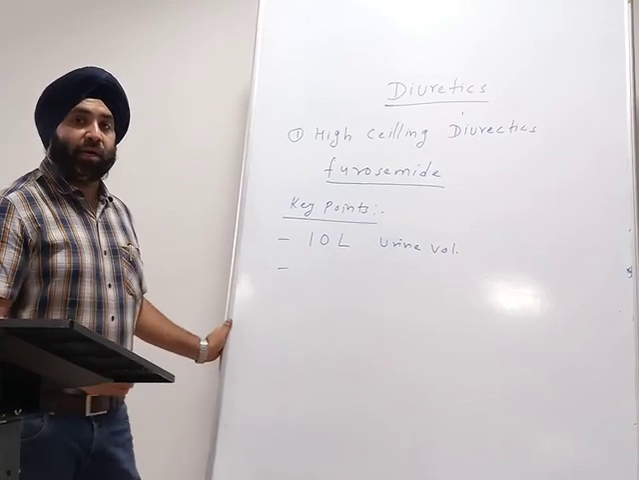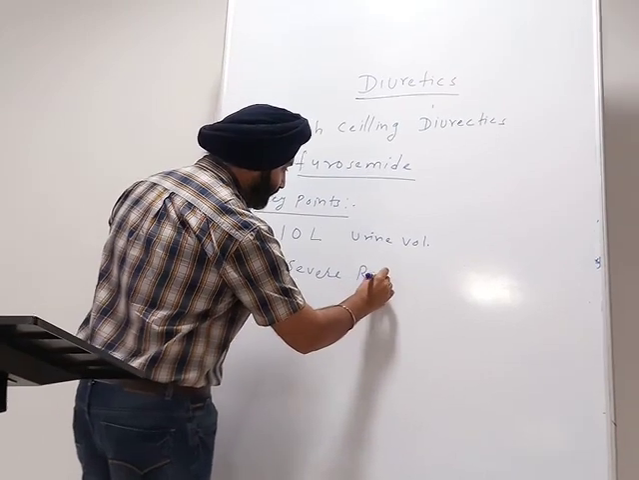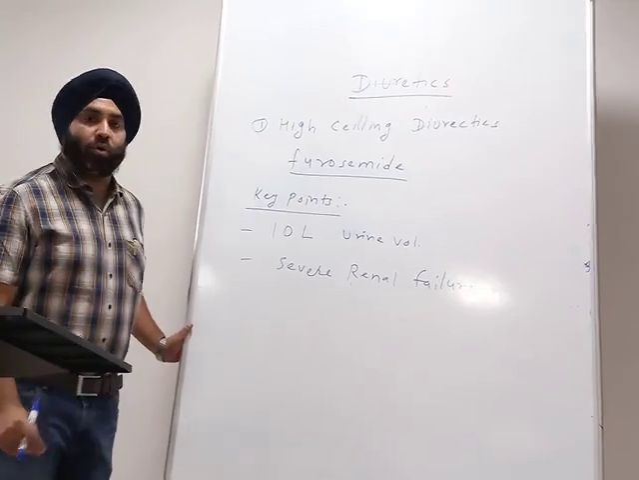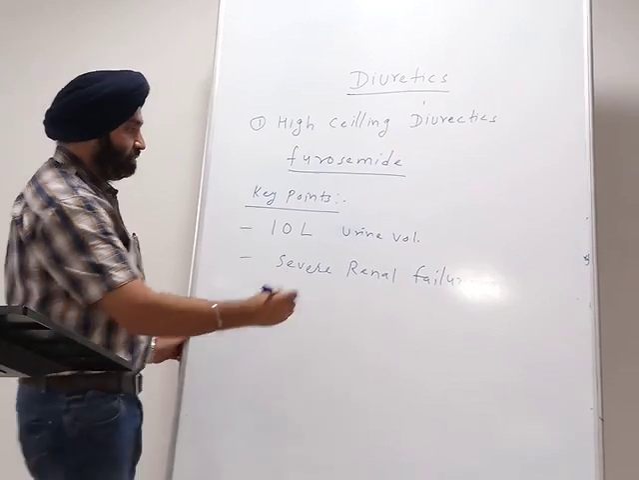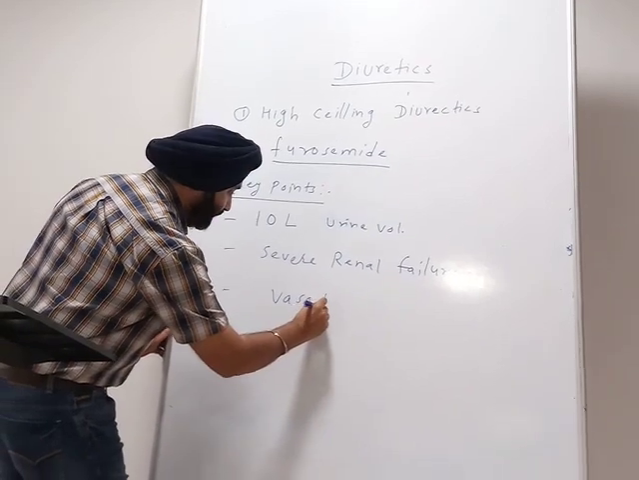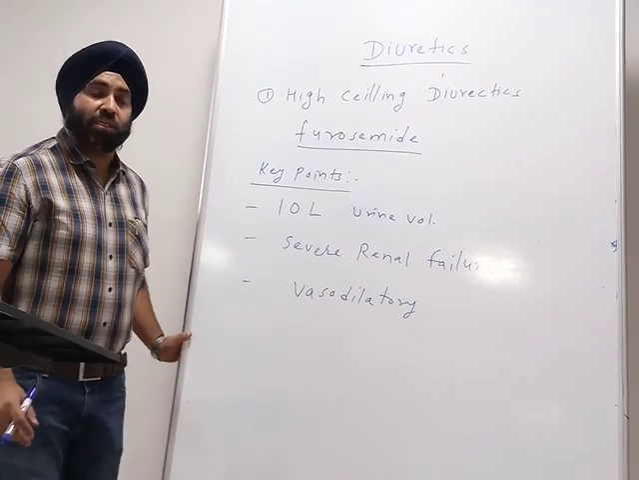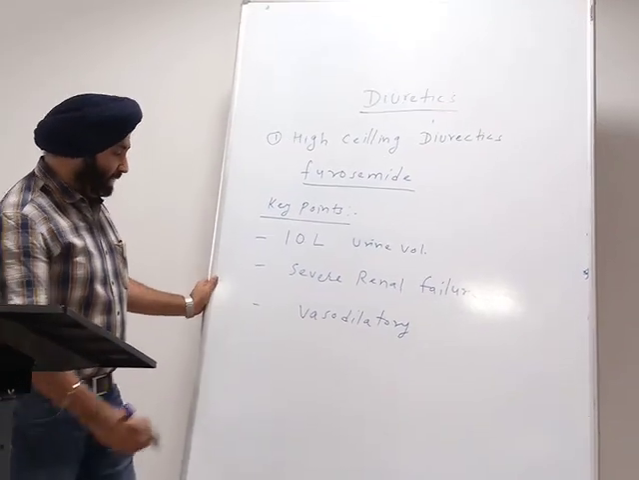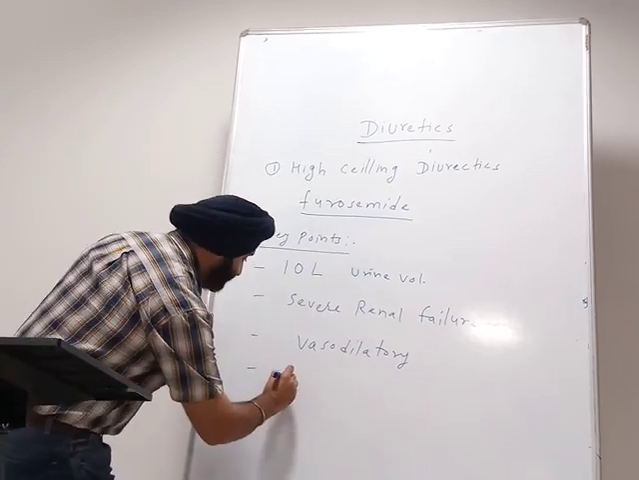Other than this, they are useful even in severe renal failure, or you can say these are the only diuretics which are useful in renal failure. Other than this, they are vasodilatory in nature. They increase the venous capacitance.